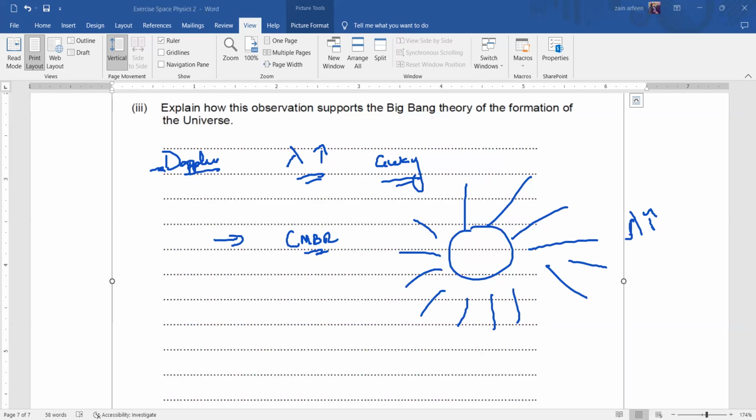Is this clear? Yes, sir, clear. So you will mention the points. The galaxies which are further from us are giving a greater redshift, which means they're moving faster and moving away from us. So it gives an idea that the universe is expanding. And it all started from one point, and then to conserve momentum, everything is moving away.